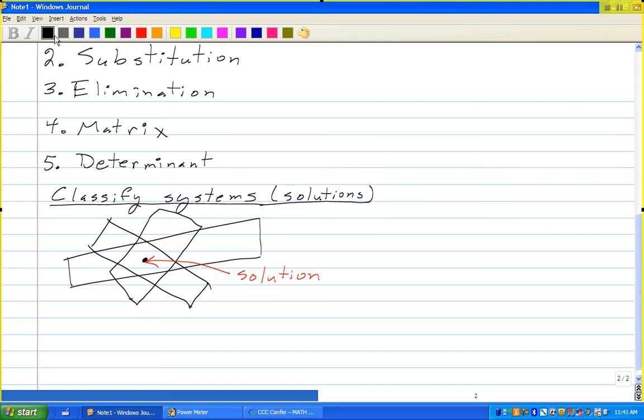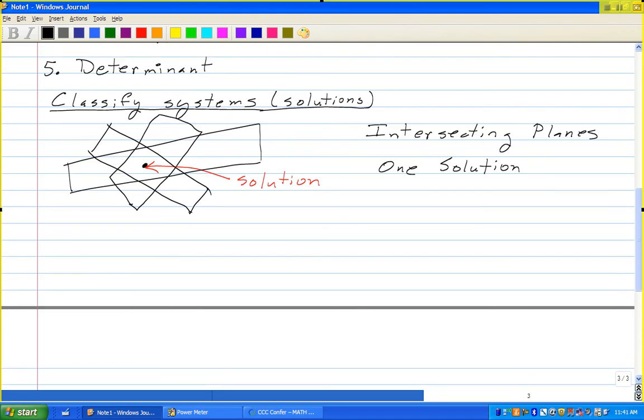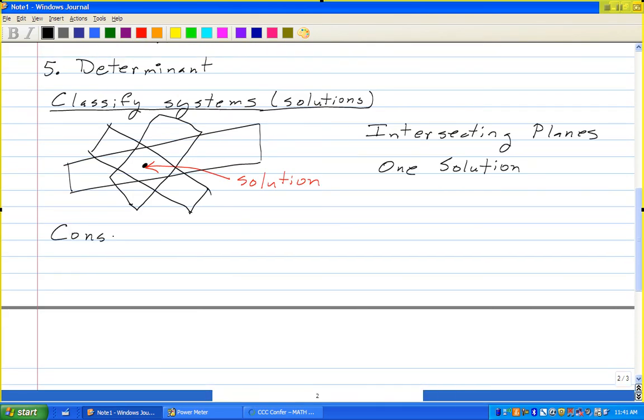So in this case, this is the case of 3 intersecting planes. Notice that there is just one solution. And so we'll be calling this a consistent system. Well, it's consistent and it's also independent.